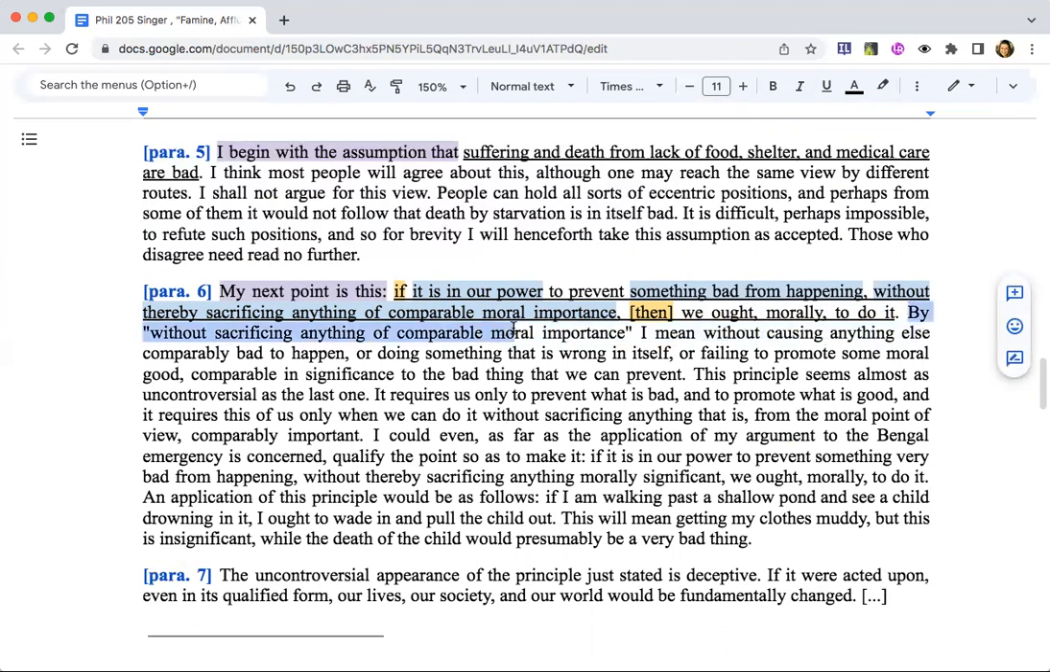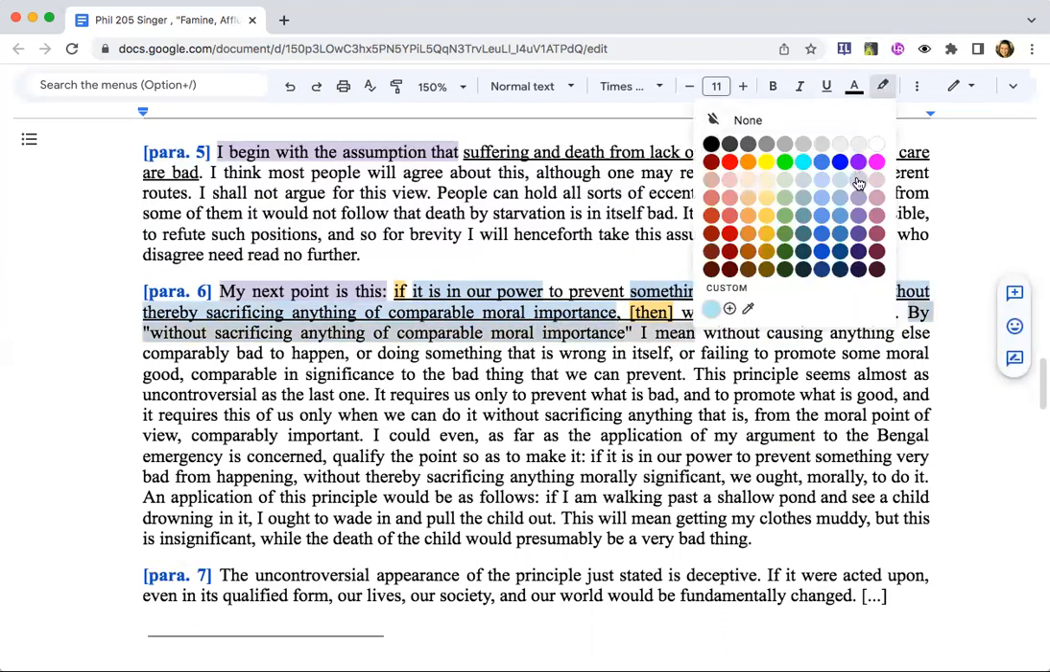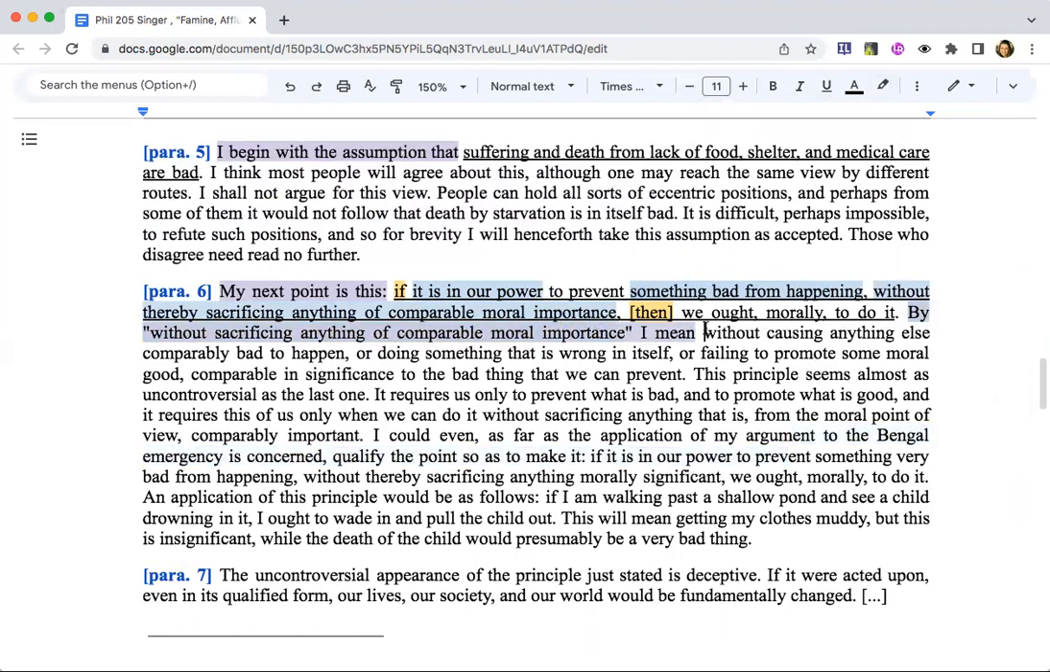By without sacrificing anything of comparable moral importance, I mean without causing anything else comparably bad to happen, or doing something that is wrong in itself, or failing to promote some moral good comparable in significance to the bad thing we can prevent. I want to highlight that there are 3 parts here. What do you mean sacrificing anything of comparable moral importance? He says there are 3 things. Definitely highlight this.